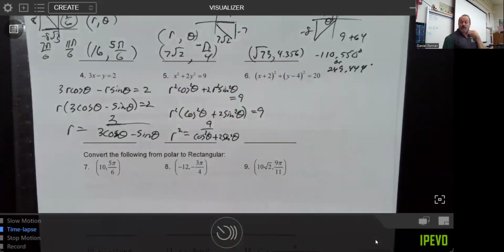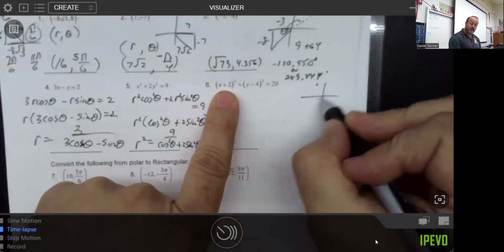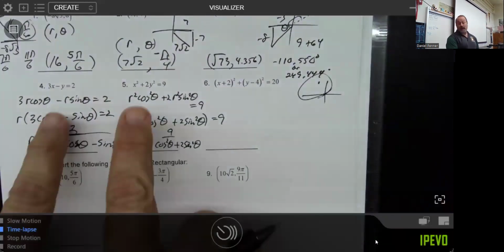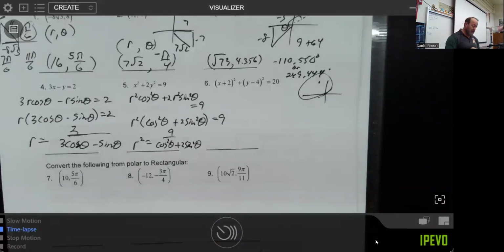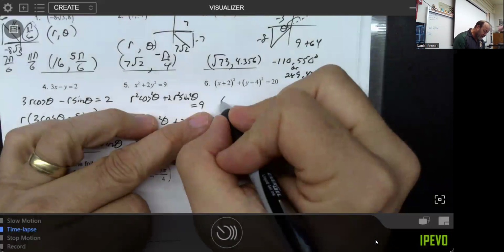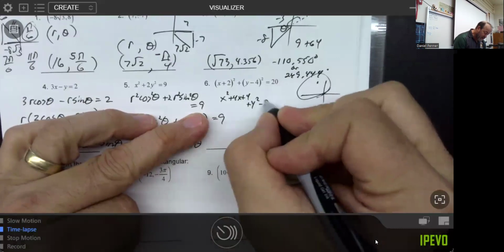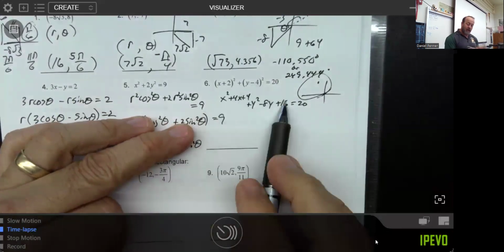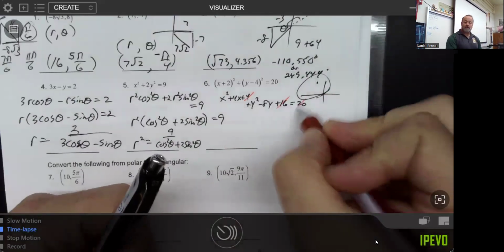And last is number 6, we have this circle centered at (-2, 4) with a radius of root 20. So we'll see what happens. We could substitute early, but I generally find it a little bit easier if you multiply things out first, do a little canceling, and then things get easier very quickly. So I'm going to start off by saying x squared plus 4x plus 4 plus y squared minus 8y plus 16 is 20. I just distributed this one out and this one out. One thing you'll notice right away is the 4 and the 16 add up to 20. So that all cancels out.